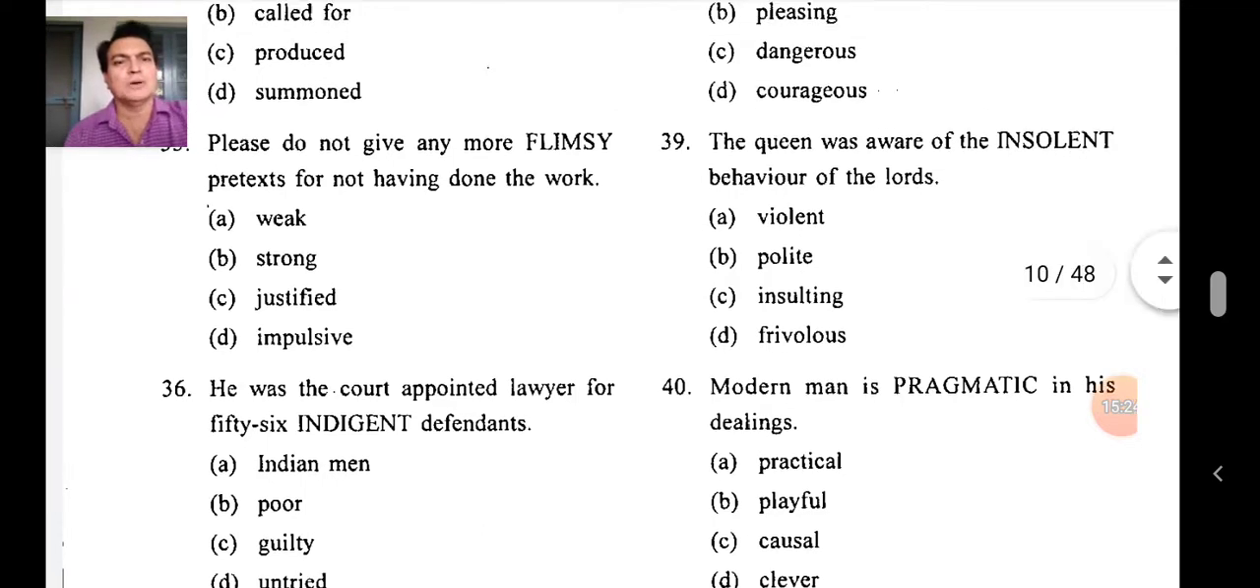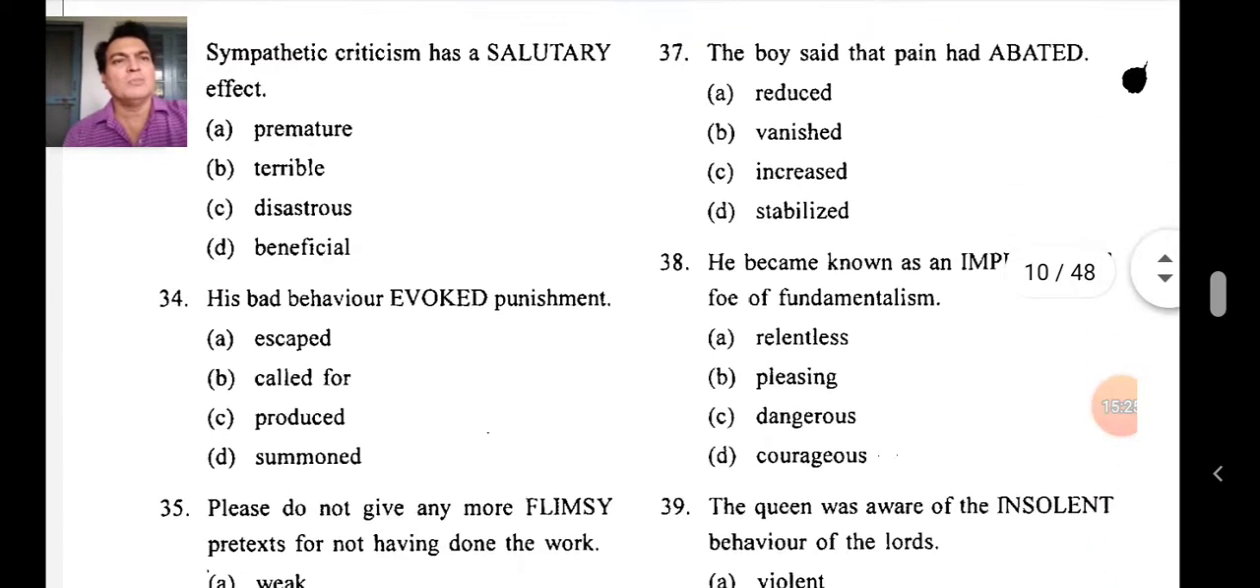Let's go to question number 37. The boy said that pain had abated. You must have come across in the newspaper, unabated. So flood situation, it's unabated. Now here the answer is, let's see the options: reduced, vanished, increased, stabilized. So reduced. So that will be the answer A.